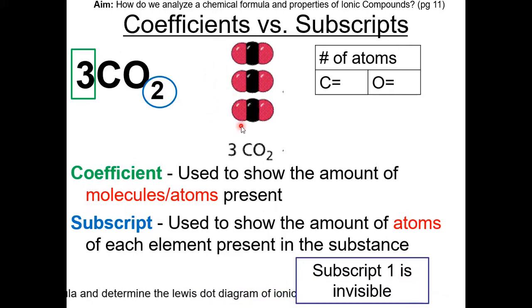Now let's count the atoms. So we have 3 carbons and 6 oxygens. To count without drawing the particle diagram, you can multiply the coefficient to every subscript in the chemical formula using the distributive property from math.